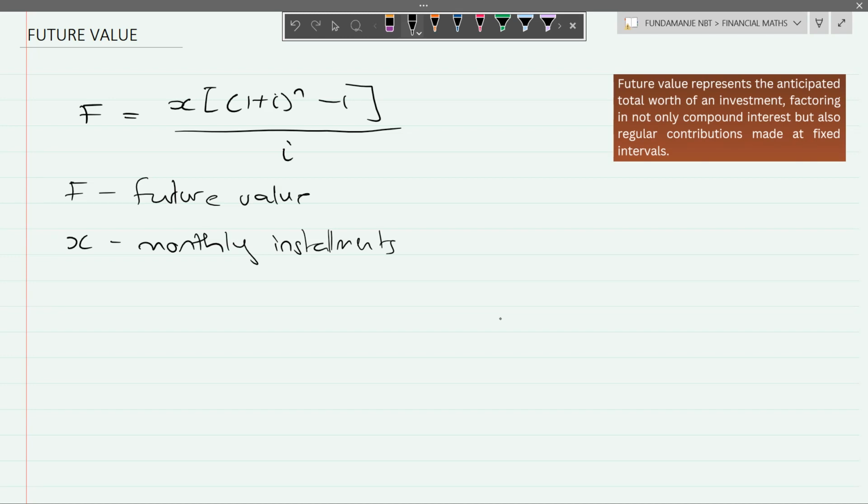So future value is normally used with compound interest, and you should be able to maneuver with this formula. So you should be able to solve for i, solve for n, or solve for x if the question requires it. But that is it.